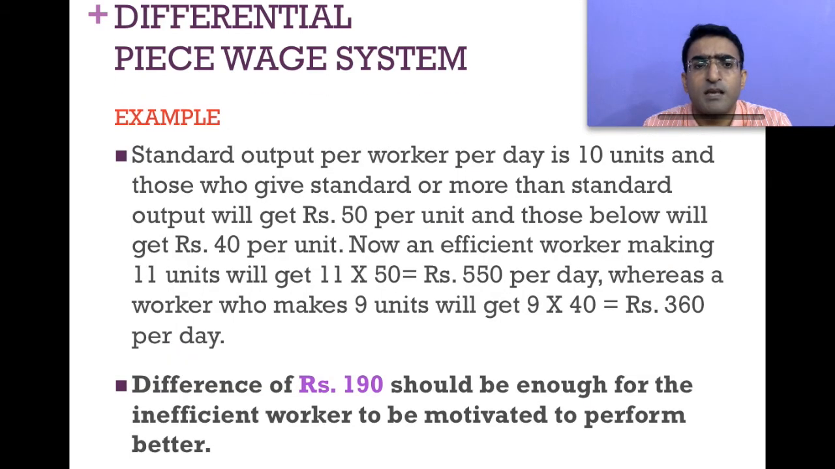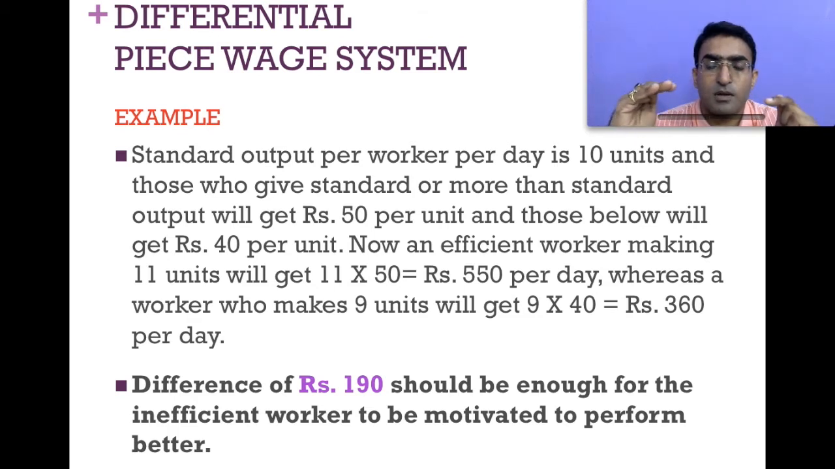Just take a small example here. Let's assume the standard given is 10 units. A person is supposed to do this much. And those who give 10 units per day or more than that will be given, let's say, 50 rupees per unit. That much you will be paid. That means every day you will be paid 500. And if you are unable to meet the standard, you will be given 40. Now, this kind of a concept he came up with.